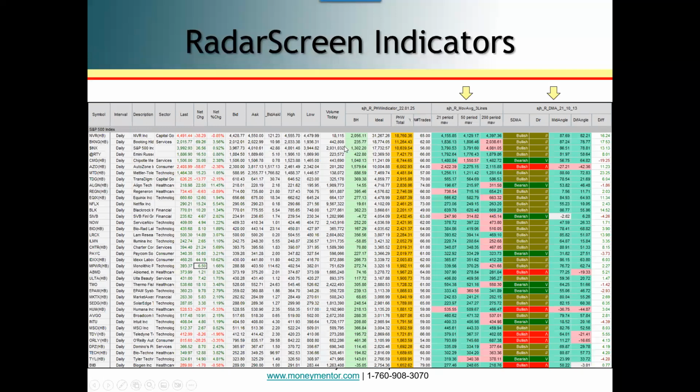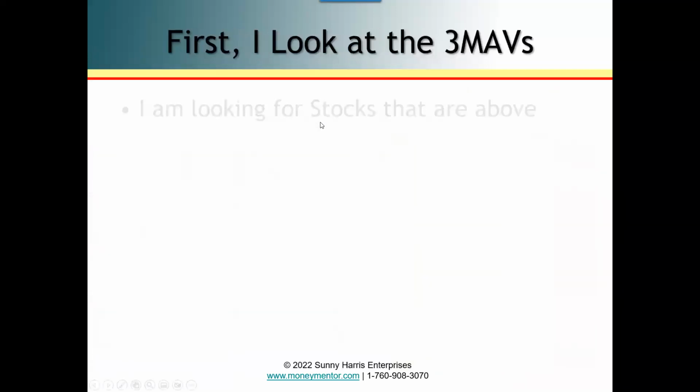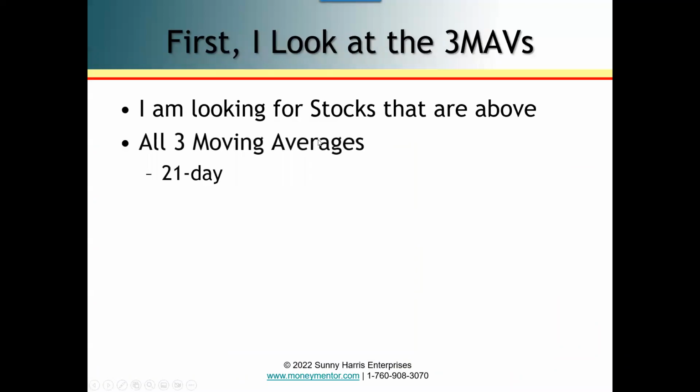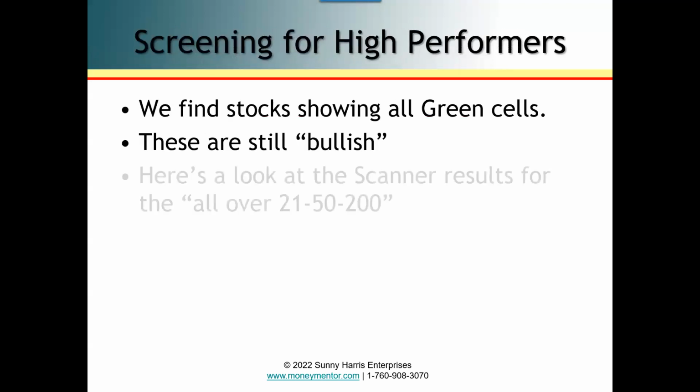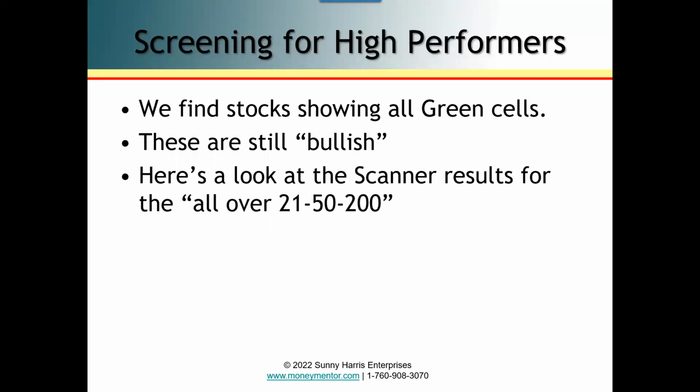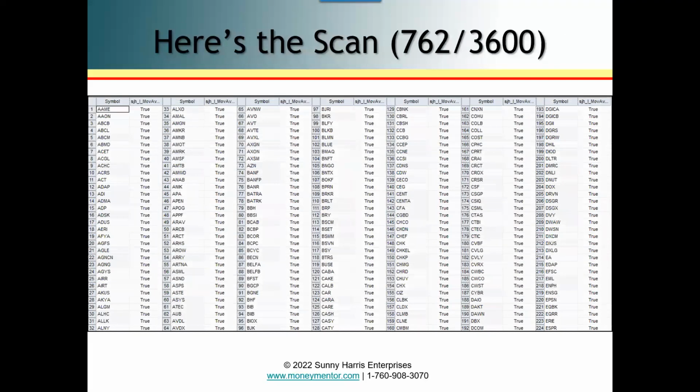I also use the TradeStation scanner, which I think I'm going to show you in a few minutes. So I look for stocks that are above all three moving averages, and I screen for high performers. So these stocks are still bullish when they come up on the scan. You can see here that I scanned 3,600 stocks, and 762 of them came up true in this scan, which means they're above all three of the moving averages. To screen further, we would screen on volume or liquidity or all kinds of other things that you can put in there.